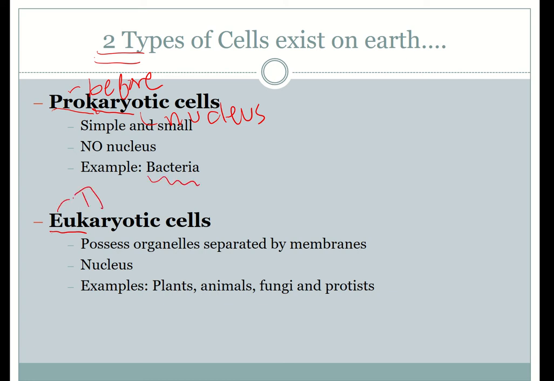U means true, so this means true nucleus. These are going to be cells that are more complex. They have a nucleus, but they also have other membrane-bound organelles. Maybe you recall learning about things like the mitochondria, the Golgi apparatus, things of that nature. All the other kingdoms besides bacteria are going to include eukaryotic cells. Plants, animals, fungi, protists, they all have eukaryotic cells.